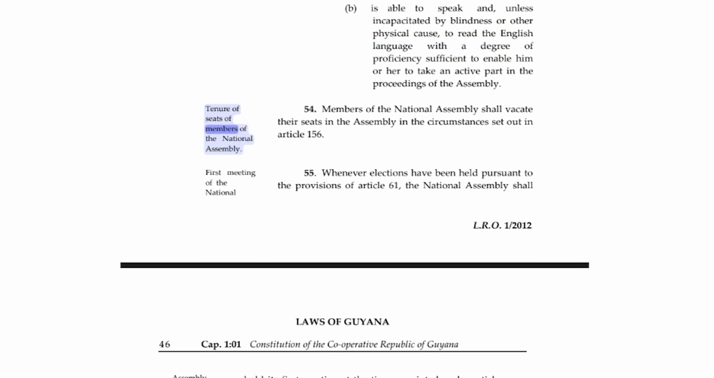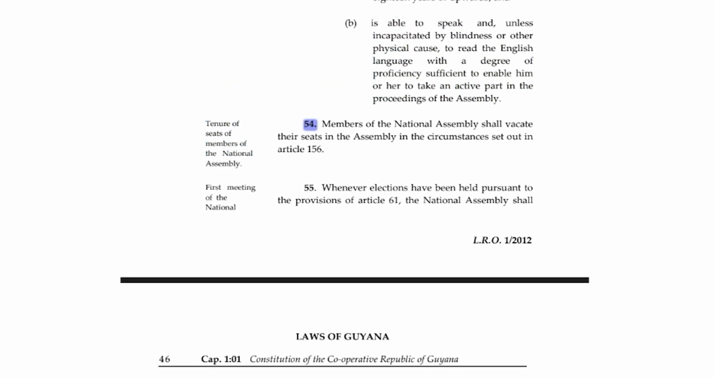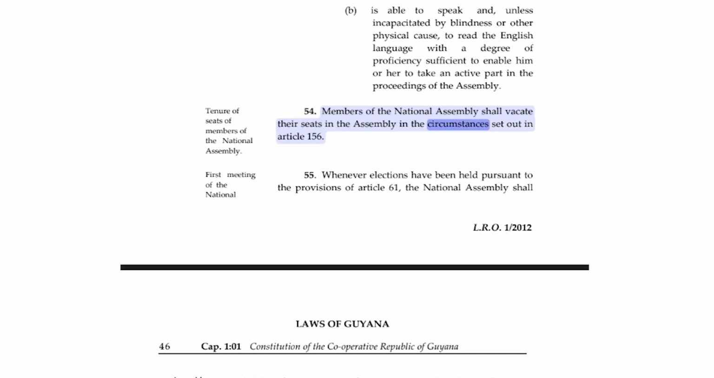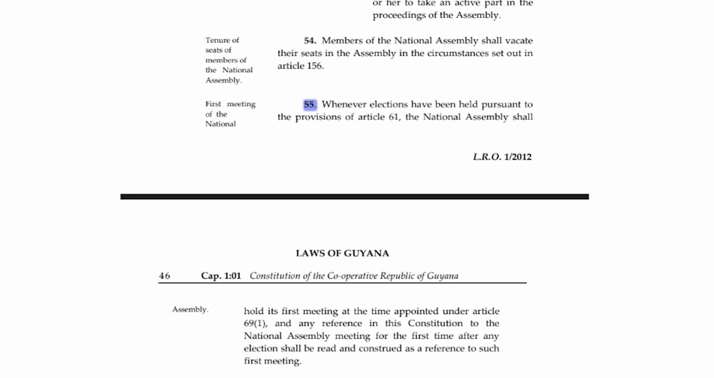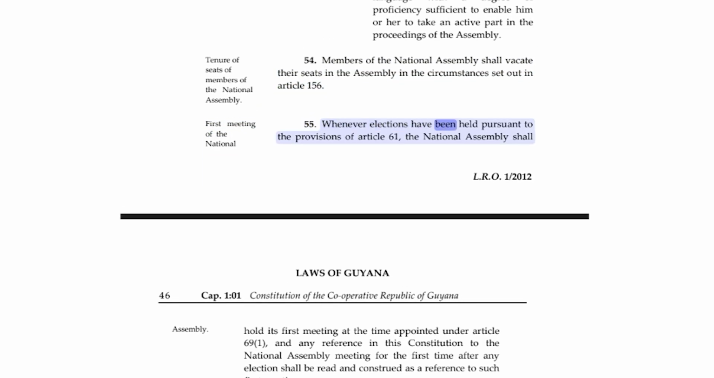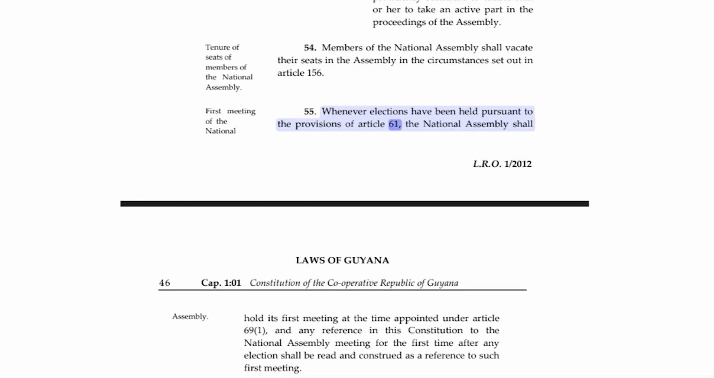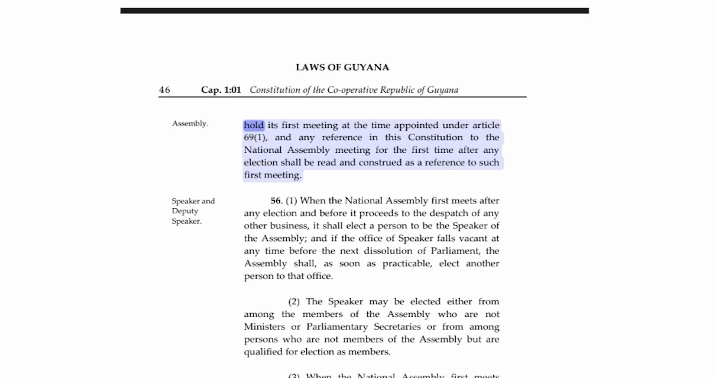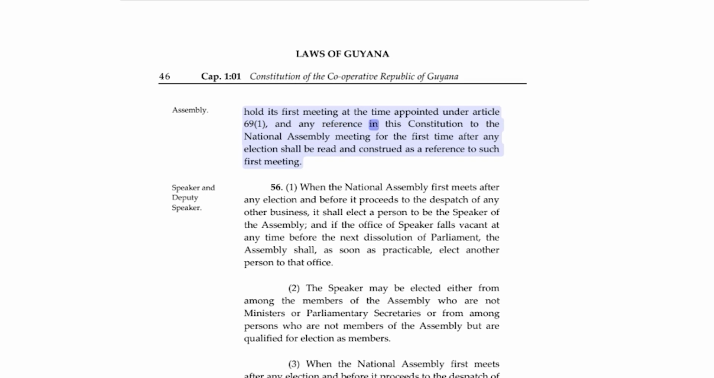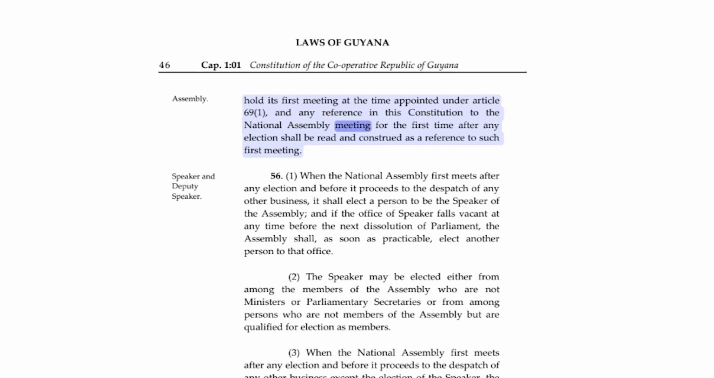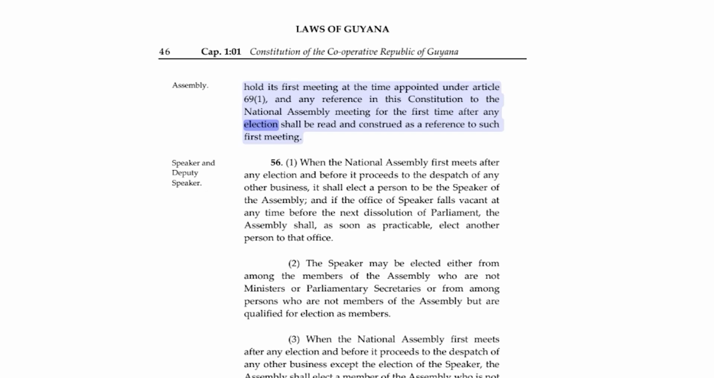Tenure of seats of members of the National Assembly. 54. Members of the National Assembly shall vacate their seats in the Assembly in the circumstances set out in Article 156. First meeting of the National Assembly. 55. Whenever elections have been held pursuant to the provisions of Article 61, the National Assembly shall hold its first meeting at the time appointed under Article 69(1), and any reference in this Constitution to the National Assembly meeting for the first time after any election shall be read and construed as a reference to such first meeting.